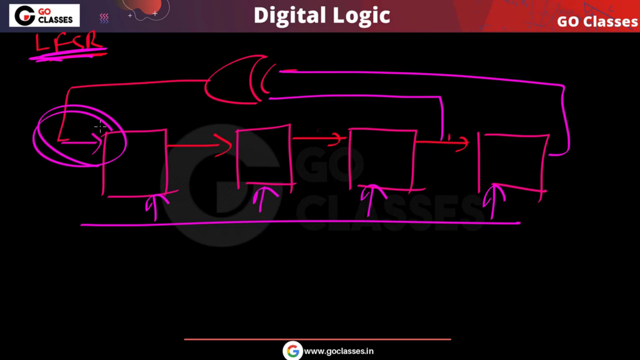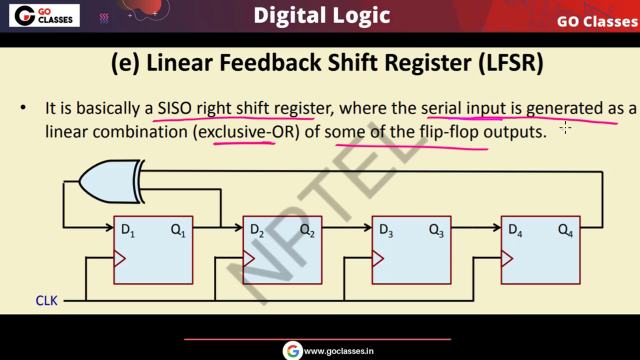The serial input is basically a linear combination, I can say the exclusive OR of some of the flip-flop outputs. For example, in this circuit you can notice that the serial input is basically the exclusive OR of Q1 and Q4. So this is your linear feedback shift register.